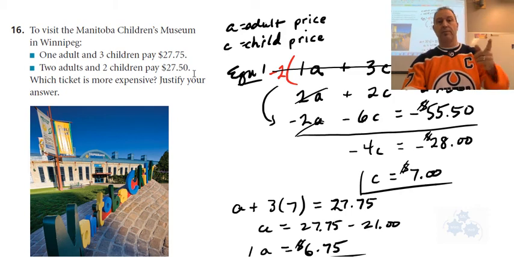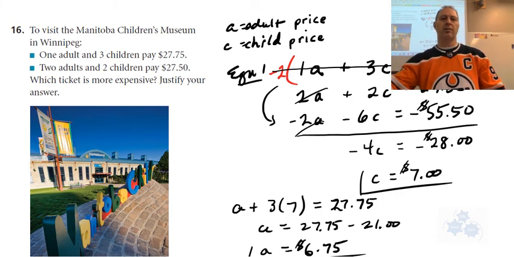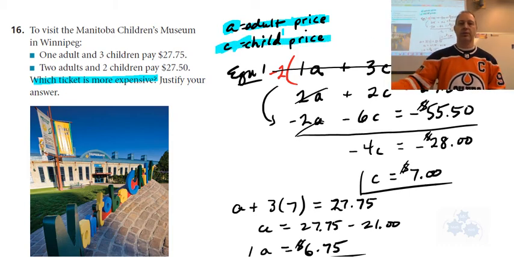So the question says, which ticket is more expensive? So if you're wondering what to set your variables to, remember, whatever the question is asking, that's what you want to set your variables to. Which one is more expensive? So we're looking for ticket price, okay? Not the number of adults, but the ticket price for an adult. So A, I set to adult price, and C to children's price, okay?